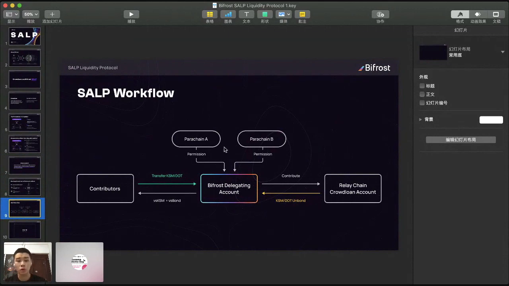For each parachain we want to support, it goes through governance, and people have the power to decide which parachain can be supported by SLP and can register on the Bifrost side, and then you can contribute to the parachain and get the derivative for the parachain.